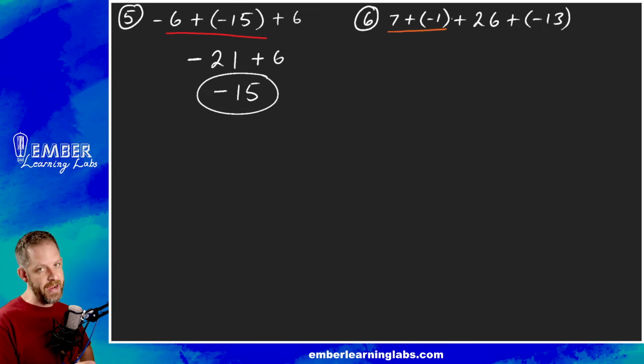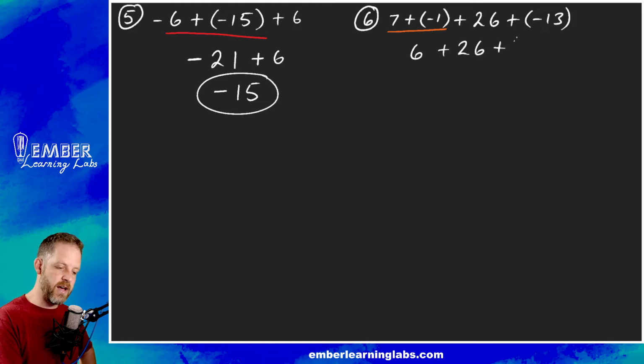Remember, addition and subtraction, just like multiplication and division, are on the same level in the order of operations, so we do left to right. Right? Left to right. Okay. So the signs are different. So we're going to subtract, keep the sign of the bigger one, so it stays positive. We're going to bring down everything we haven't touched. Plus 26 plus negative 13.